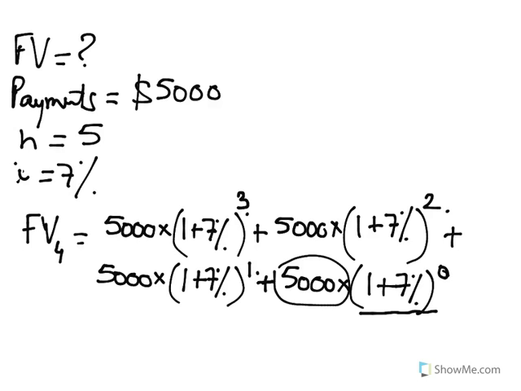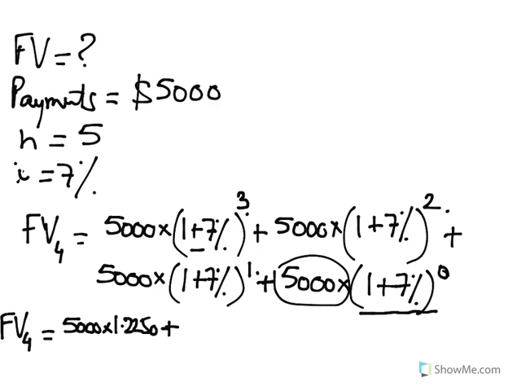Okay, so let's rewrite this. The future value, if you were to do the math, let's just do the whole thing: 5,000 multiplied by 1.07 to the power of 3 for the first one, you're going to get 1.2250. Again, you don't have to take it to that many decimals. 2 decimals is enough for the exam.